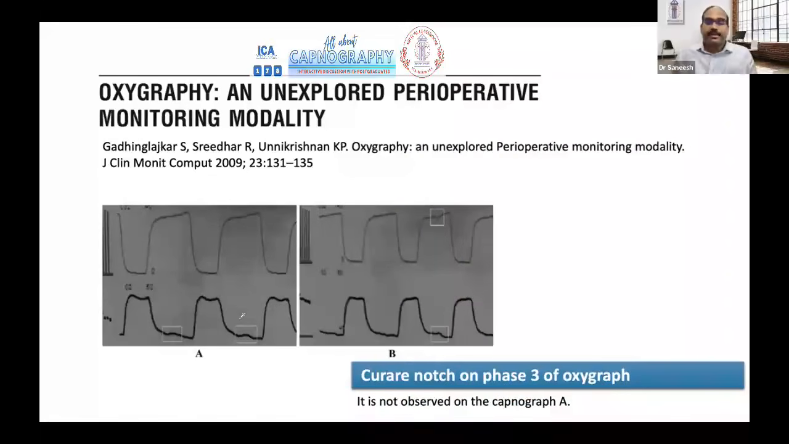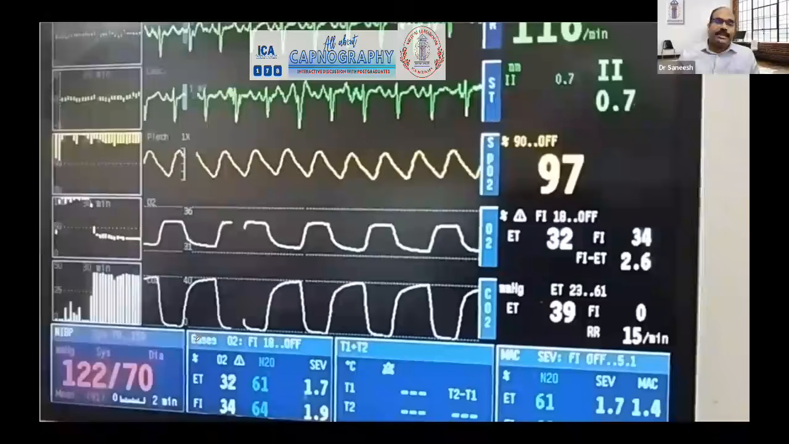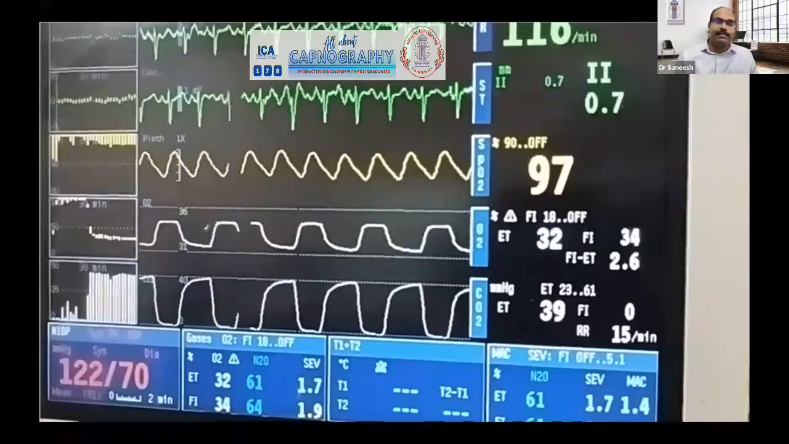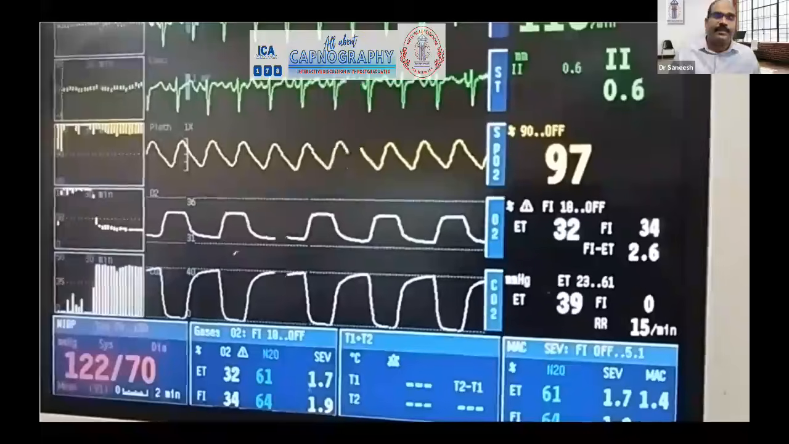Here, another thing we have discussed is the curare cleft. Here you can see in part A of the diagram, the phase 3 looks straight. EtCO2 looks almost straight, but the corresponding oxygraphy shows a cleft which is equivalent to the curare cleft. Once the curare cleft becomes obvious in the EtCO2, oxygraphy has shown it much before that. So oxygraphy is something that you can try out in your monitors. You can put the oxygraphy tracing. It will look something like a mirror image of EtCO2.